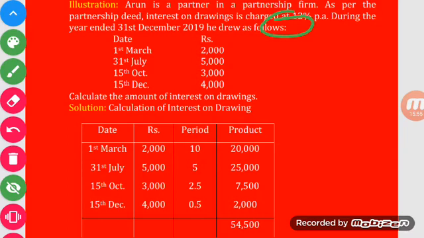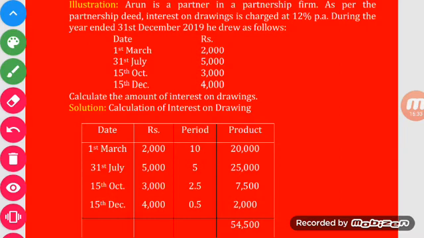During the year he made the following drawings: 1st March rupees 2000, 31st July 5000, 15th October 3000 and 15th December 4000. Calculate the amount of interest on drawings. In this question, for calculation of interest on drawing, the product method will be utilized, because drawings are made on different dates. Is it clear?